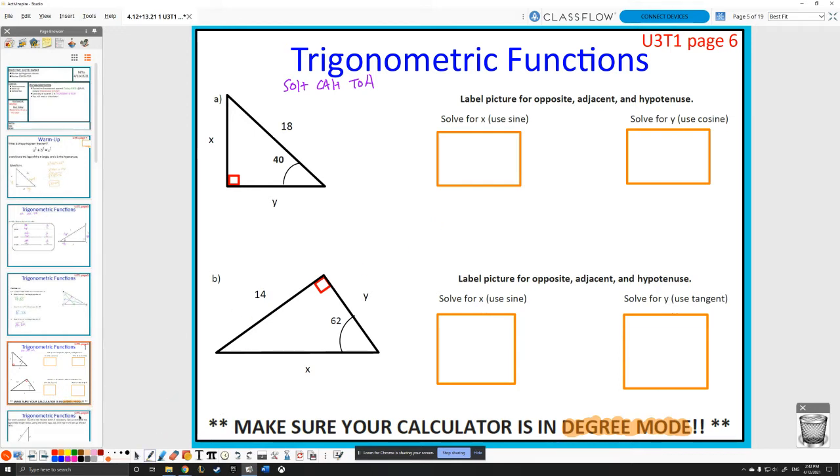Having said that, I would definitely start with the angle that you have, find your hypotenuse. So in this case, 18 is my hypotenuse.